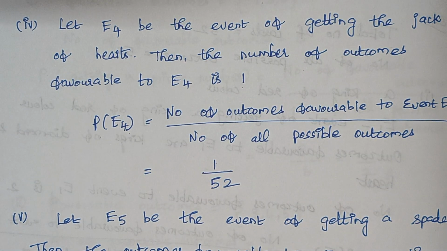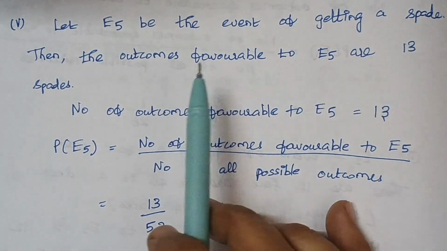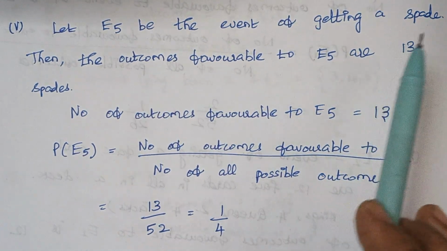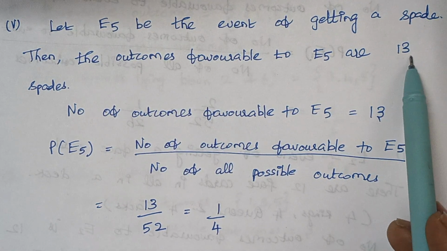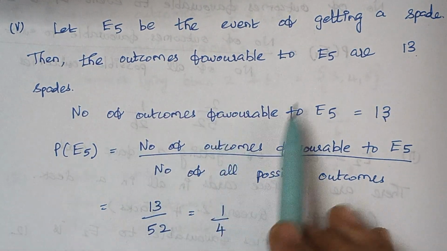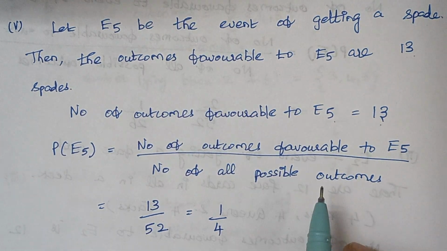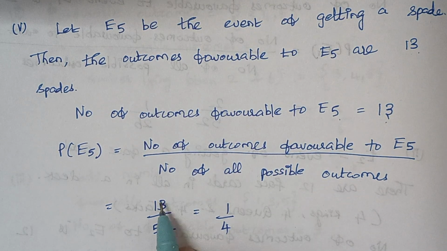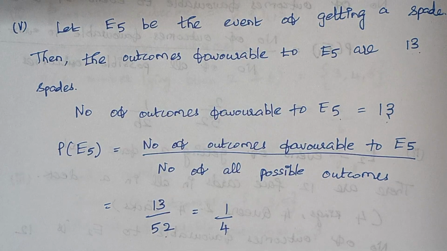Now the fifth part is getting a spade. So let E5 be the event of getting a spade. So how many spades do we have? Totally we have 13 spades. So number of outcomes favorable to E5 is 13 and number of all possible outcomes is 52. So here it is 13 by 52. When you cancel, the answer is 1 by 4.